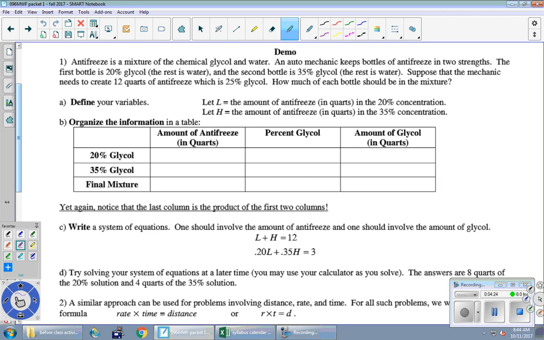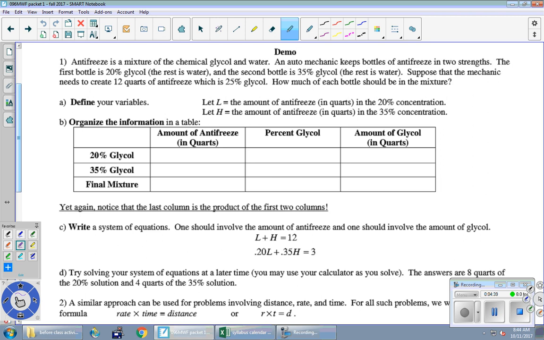Okay, so we got to define variables first. The question again is how much of each bottle should be in the mixture. So we'll let L be the number of quarts of the 20% concentration antifreeze.